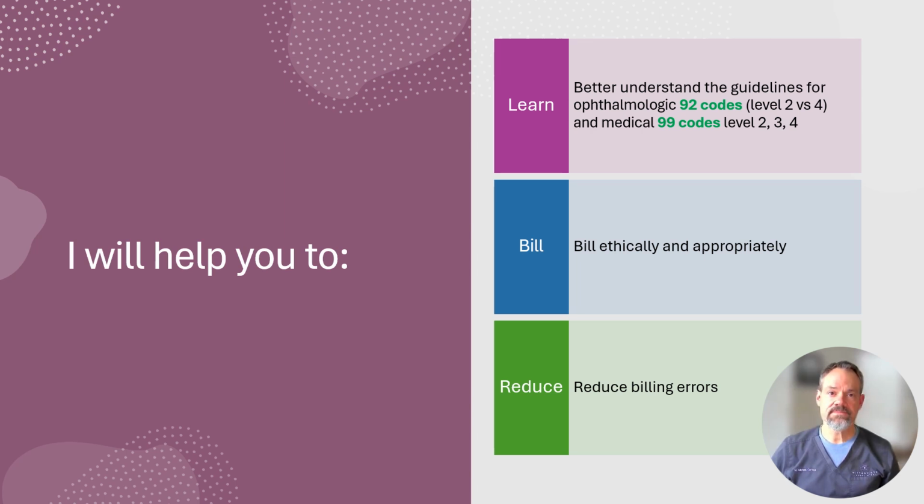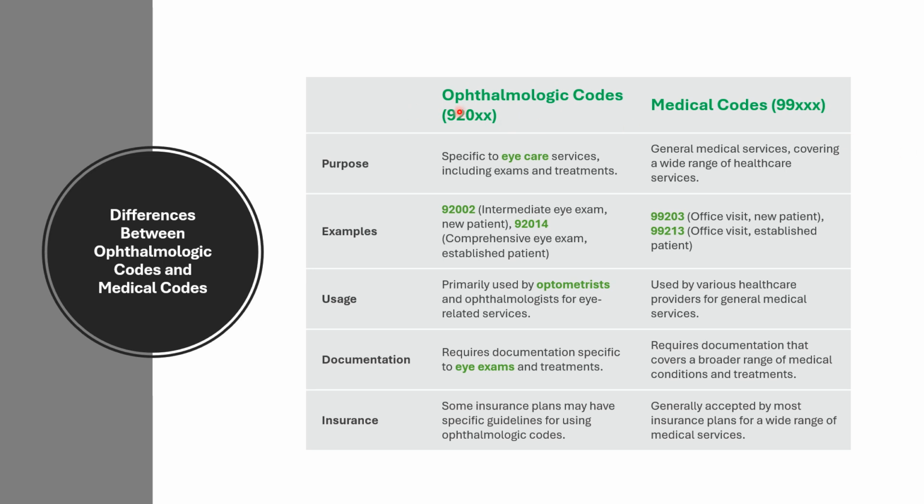I read a study recently that said that up to 70% of medical billing contained at least one error on the first submission. In general, 9.2 codes can be submitted either to vision care insurances or medical insurances, while medical codes, 9.9 codes, are only submitted to medical insurances. The 9.2 codes are specific to eye care services. Two examples would be 92002, intermediate eye exam, new patient, or 92014, comprehensive eye exam, established patient.